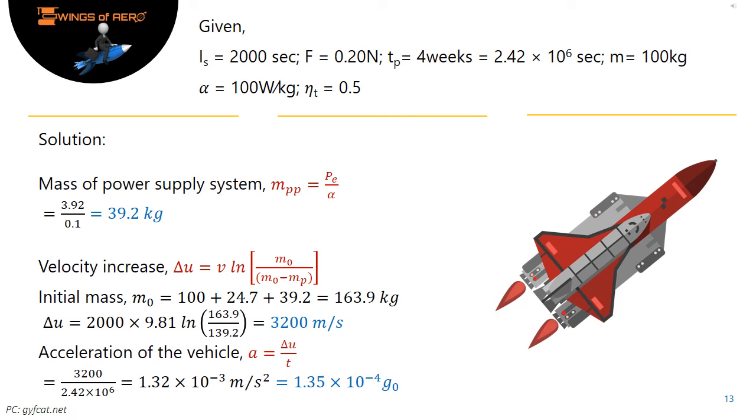Next, find the acceleration of the vehicle. The acceleration of the vehicle is the ratio of velocity increase to propulsive time. Then A is equal to delta U divided by T. Substitute known values and simplify. We get the required acceleration is 1.35 into 10 to the power minus 4 g naught.